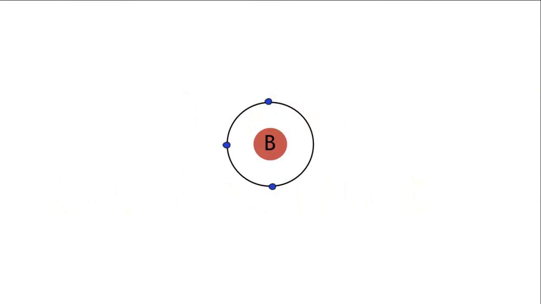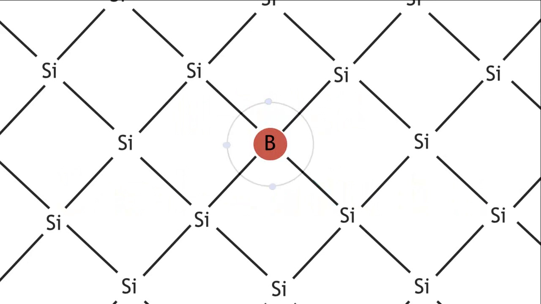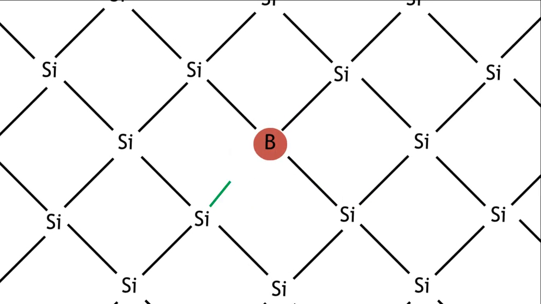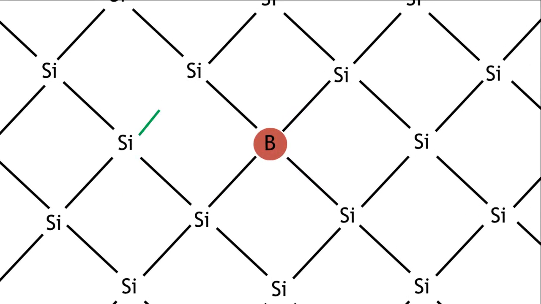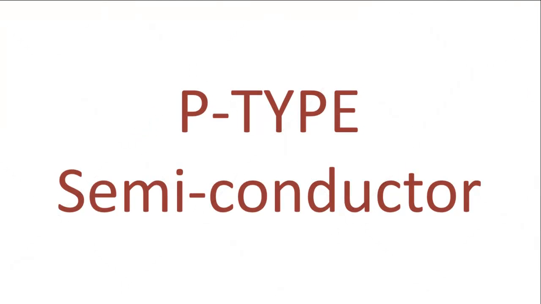If you add a trace of boron, which has 3 valence electrons, it tries to bond with 4 other silicon atoms, but it can't because it doesn't have enough electrons. It can only bond with 3. This leaves a positive hole, which can move around the structure, allowing conduction. This makes a P-type semiconductor.